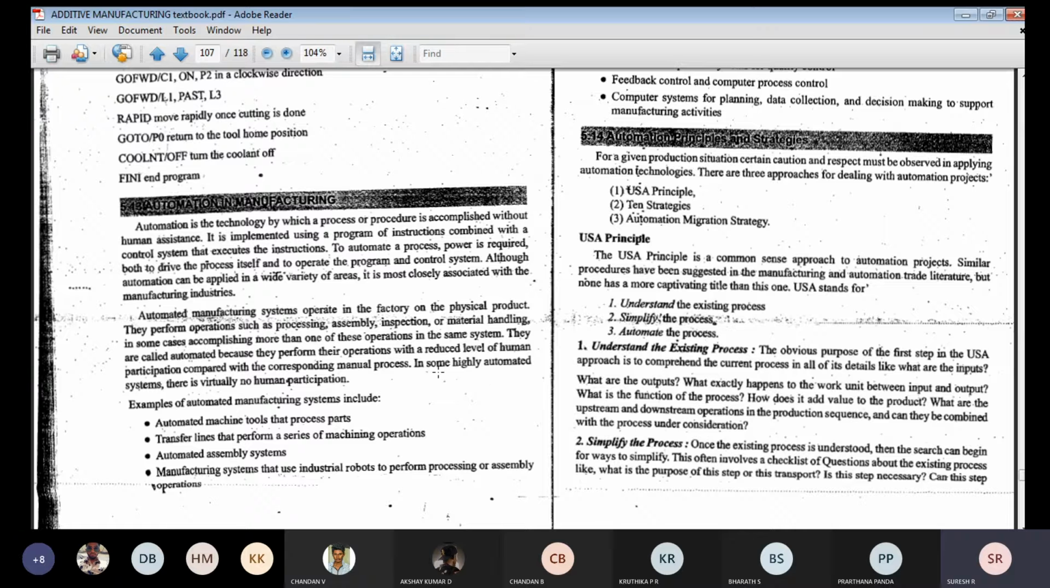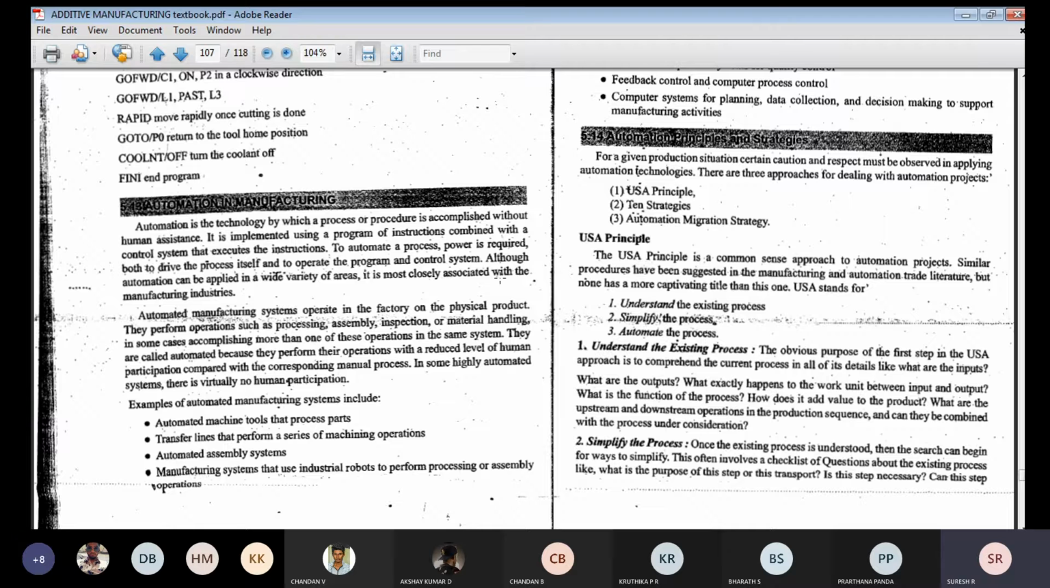So basically, automated manufacturing systems operate in factories, on the physical product. They perform operations such as processing. In the case of automation, they perform the assembly process, the inspection process, and the material handling process. All these things will be done with the help of the automation system itself.